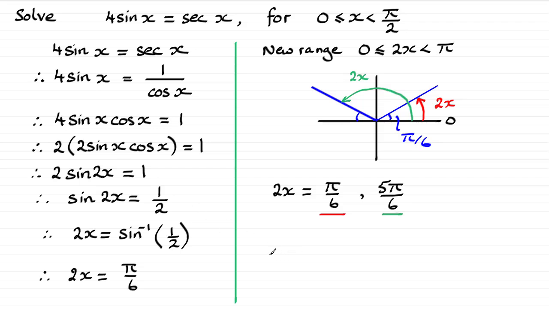Now, all I need to do is divide both sides by 2 to get x. Halving pi upon 6 is pi upon 12, and halving 5 pi upon 6 is 5 pi upon 12 radians. And there's our two solutions.